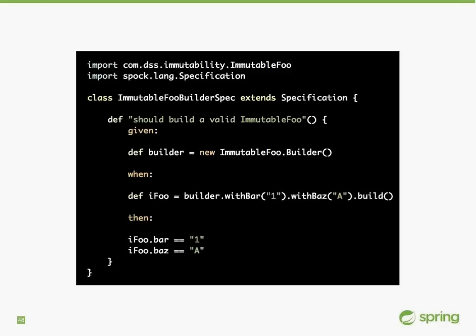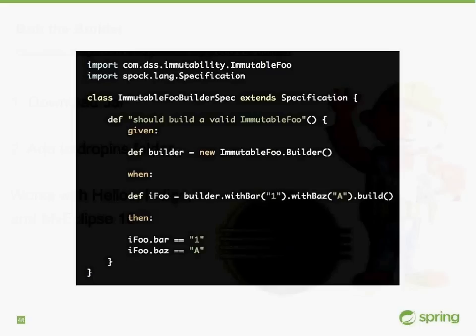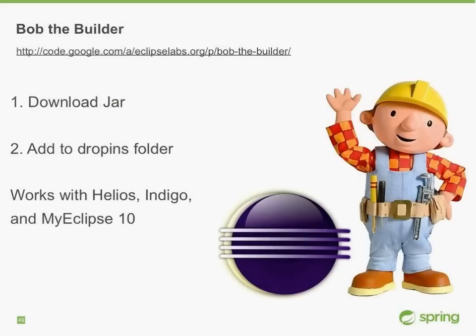Now, the problem that we've created here is we've simply traded one set of boilerplate for another set of boilerplate. We've stopped writing telescoping constructors. We've started writing these large builder classes. Well, we can get some help from an Eclipse plugin that also happens to work in STS, Spring Tool Suite, that's called Bob the Builder.